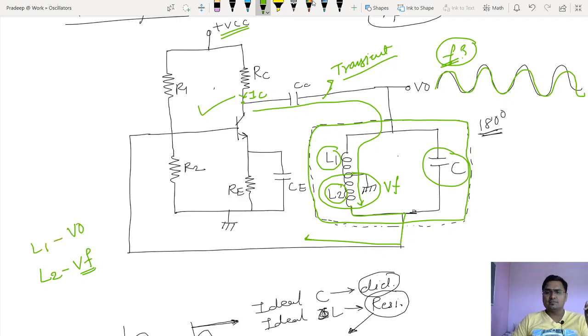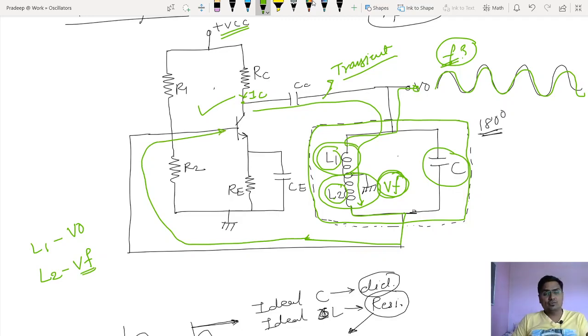So this is the output voltage I am taking, and L2 gives the feedback voltage. When you turn on VCC, transient current will flow through L2, and because of that transient current, this VF is developed. No matter the value of VF, that is the feedback voltage, it is very small, but that small voltage is fed back, or applied again, as an input to the amplifier.